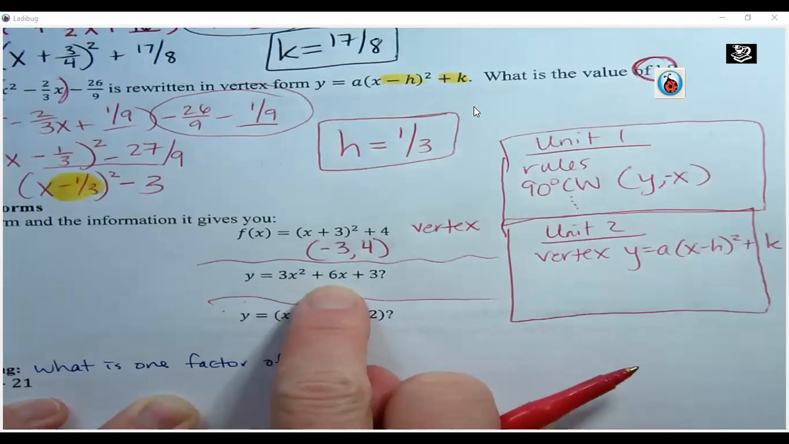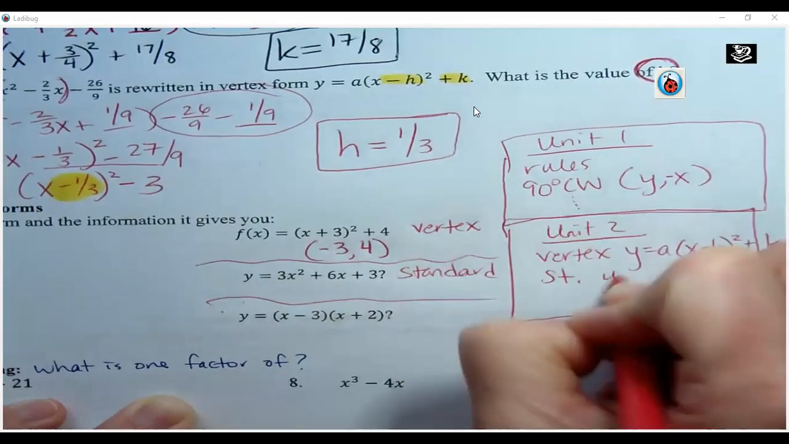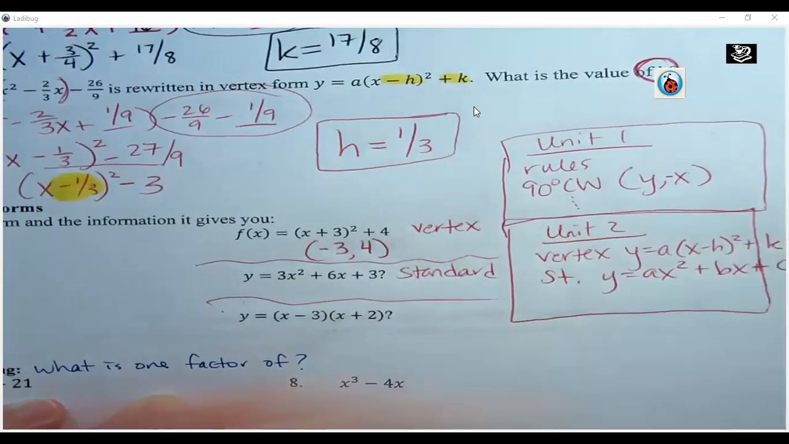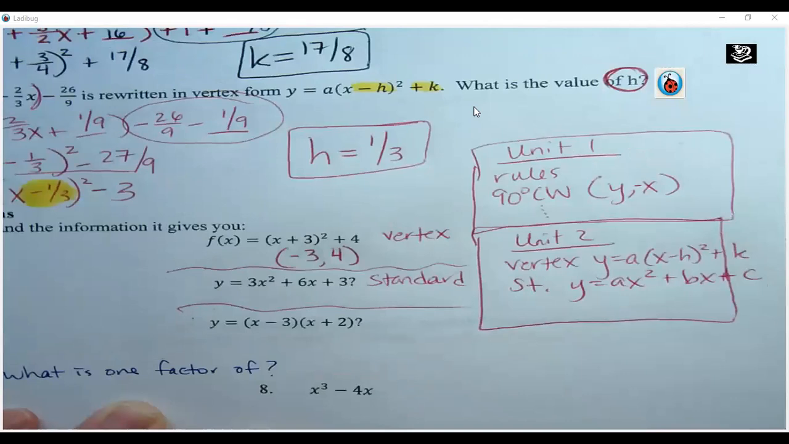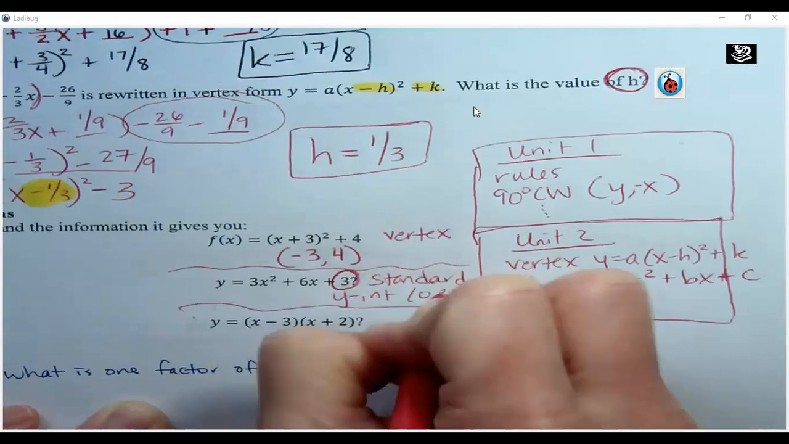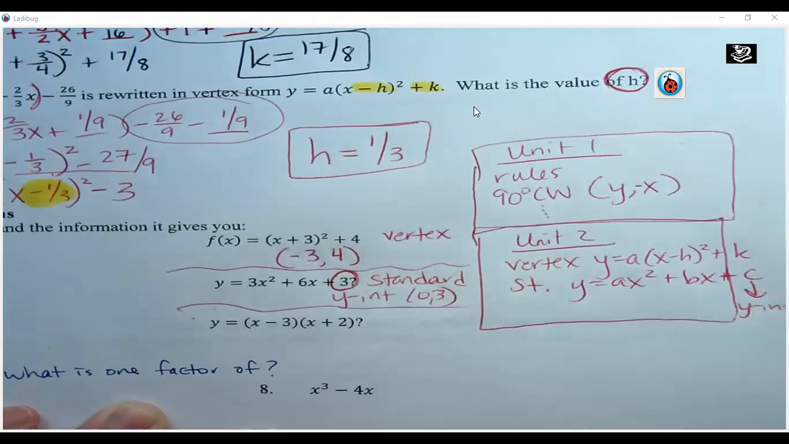Standard. Standard form is y equals ax squared plus bx plus c. What information does standard form give you? Y-intercept. Good. The y-intercept is 0, 3. So your c value is your y-intercept. Should have that on a note card.